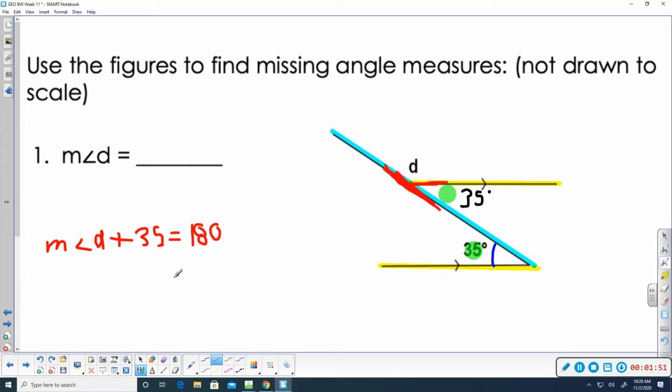So now we can just take this equation and solve it for the measure of angle D. We're going to subtract 35 from both sides. When we do that, these 35s cancel out. And we get that the measure of angle D is equal to 145 degrees. And that is our final answer.